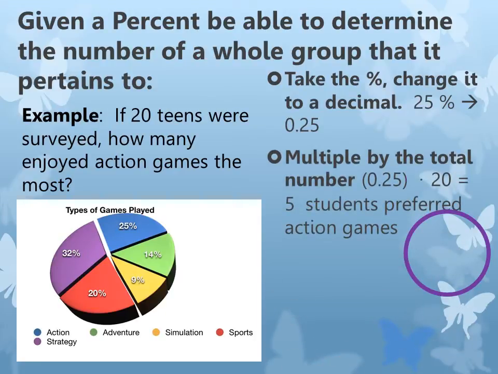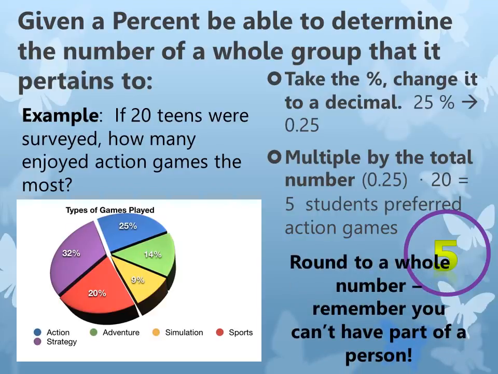Next step is to take that 0.25 and multiply that by how many people we're talking about. So we take 0.25 times 20, and that's 5. So that means 5 students prefer action games. And that's it. One more thing, though, is to remember that you can't have part of a person. So do make sure that if you have a partial number, a decimal number, go ahead and round up. Even if it's 4.1, you would round that up to 5, okay? Because you can't have part of a person.